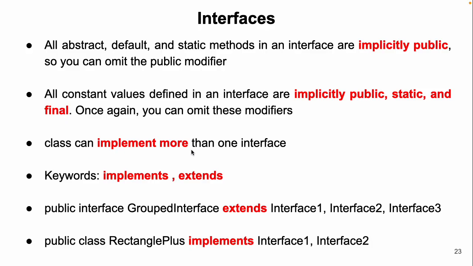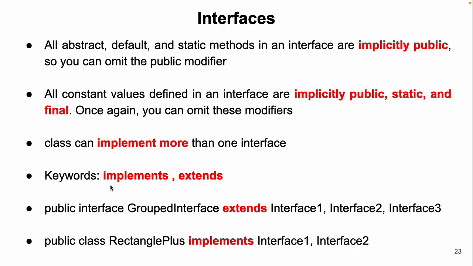A class can implement more than one interface. Normally in inheritance we have seen that we extend one class. For example, a hostel student or college student class inherits one class called student. But here we can implement more than one interface.